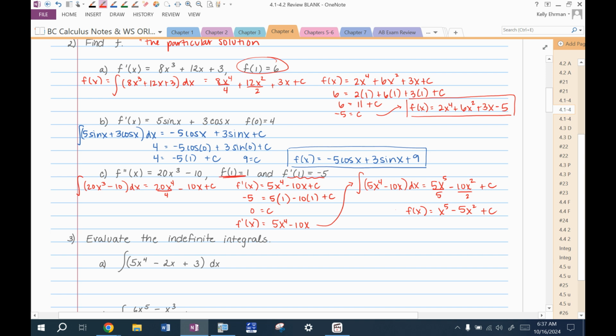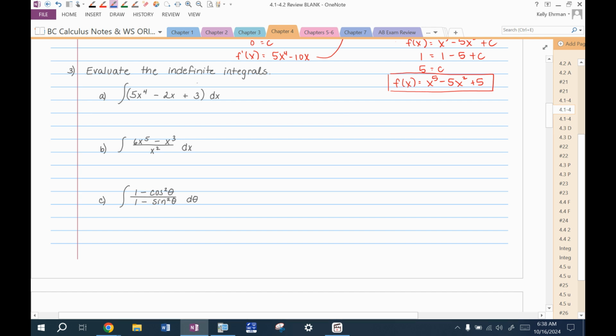And now I can plug in this condition where when you input 1, your output is 1. So 1 equals 1 minus 5 plus c. This is negative 4, so if I add 4 to the side, I get that c equals 5. So f of x is equal to x to the fifth minus 5x squared plus 5. And the nice thing about these is you can check your answers, because I can find, based on this f of x, what the second derivative equation is, and I can see if I get this f double prime of x. So you can kind of check.